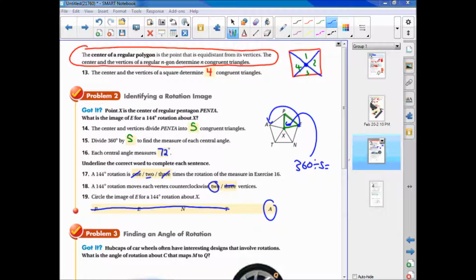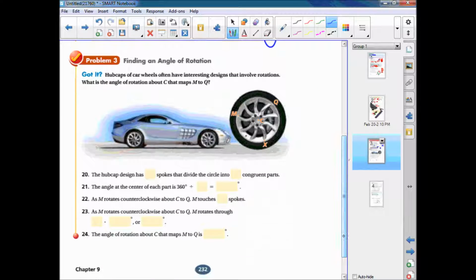All right, big problem number 3, finding the angle of rotation. So we have some hubcaps here. Hubcaps of car wheels often have interesting designs and involve rotations. What is the angle of rotation about C that maps M to Q? So here's C at the middle of the hubcap, and we want to take Q and send it over here to M. The hubcap design has, well, let's count them, how many spokes? 1, 2, 3, 4, 5, 6, 7, 8, 9 spokes.